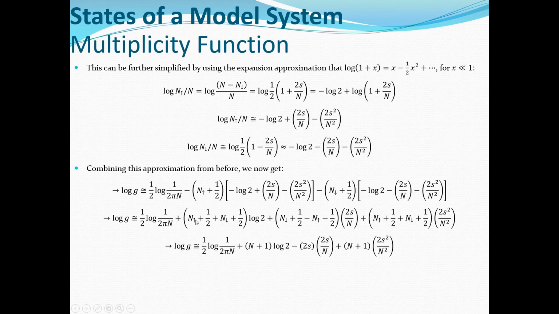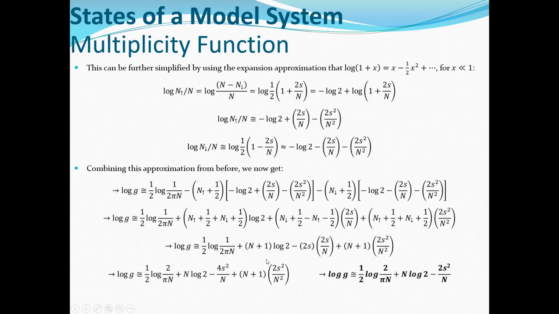So now this becomes n plus 1 and n plus 1, or no, sorry, this would be 2s, this would be n plus 1, like that. And once again, just keep playing around and moving things around and simplifying. And what we end up getting is this. So this ends up being a somewhat more simplified form of that log of the multiplicity function.